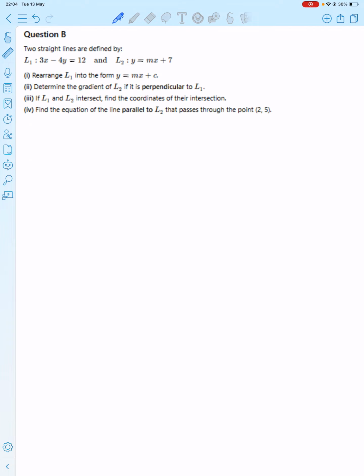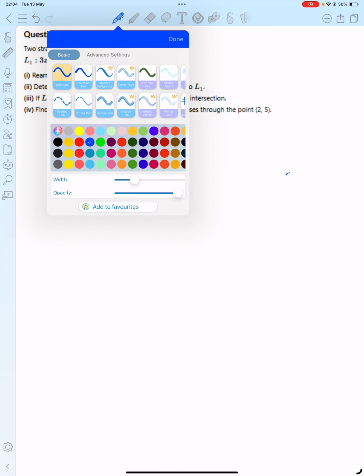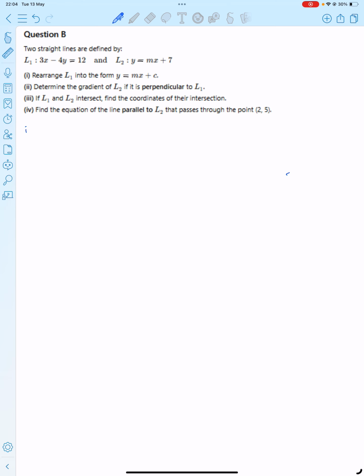Two straight lines are defined by, we have L1 and L2, and it says rearrange L1 into the form y equals mx plus c. Okay, great. So we've got L1, which is in the form 3x minus 4y equals 12. We're going to rearrange this to make y the subject. Okay, so we've got 3x minus 4y equals 12. Let's subtract 3x from both sides. So that gets minus 4y equals 12 minus 3x.